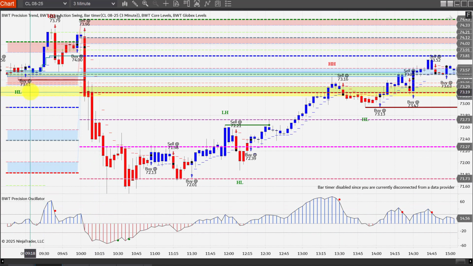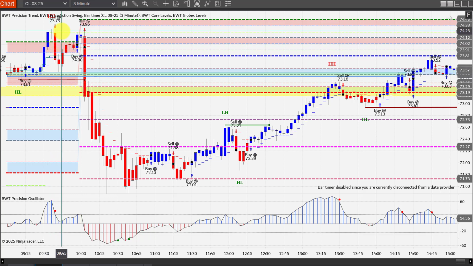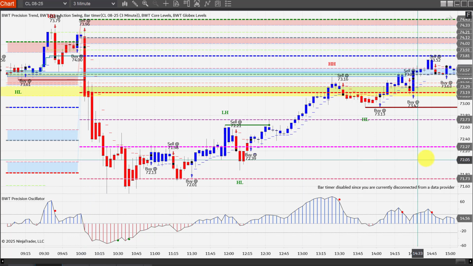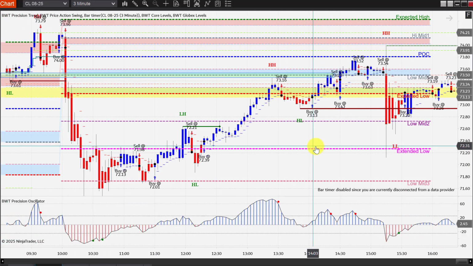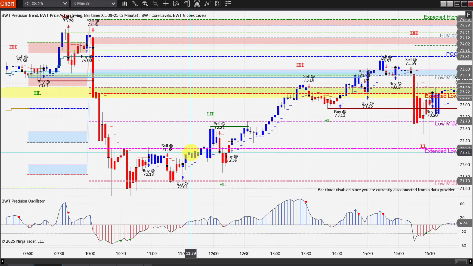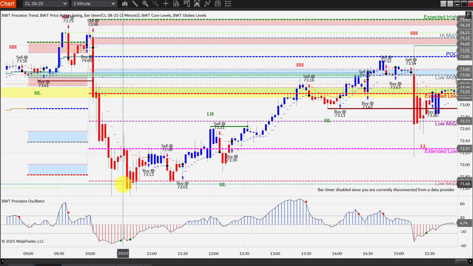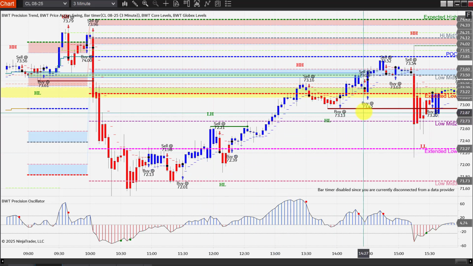Here's the core levels on the crude oil, and this little green shaded area is the open. It came up to the expected high and then some, and then made a slightly lower high, and then rolled over big time all the way down to the low mid 3, past the extended low to the low mid 3, which is right here. And again, the accuracy stopping at these levels, and then rallied up to the London Open here, and then up to the Open.